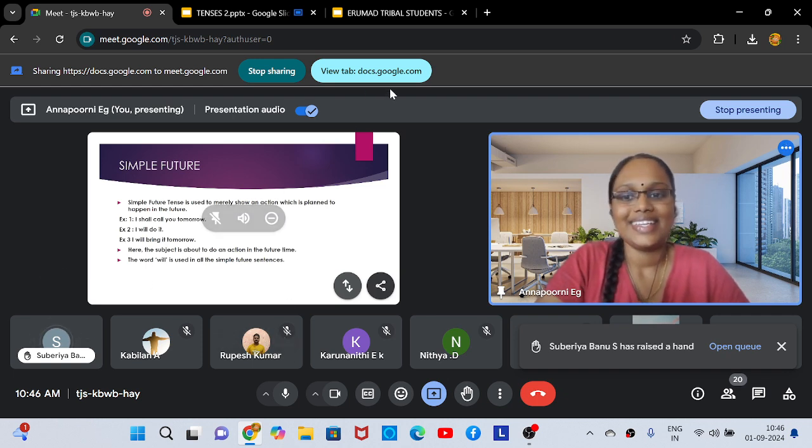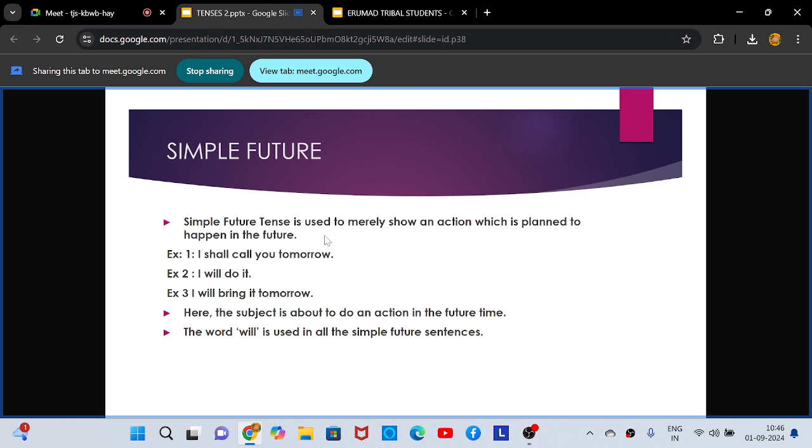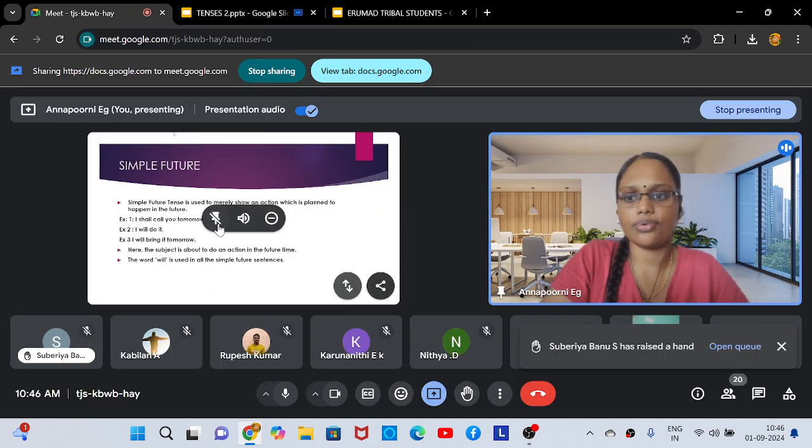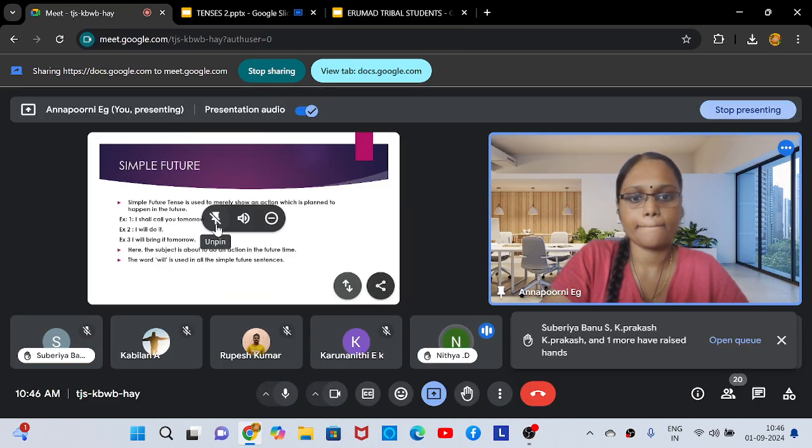The simple future tense is used to just or merely show an action which is planned to happen in the future. Any action that will happen in the future, that is planned to happen in the future, is written in simple future tense. We have 3 examples here. Who can read the 3 sentences? Aradhana, can you read?